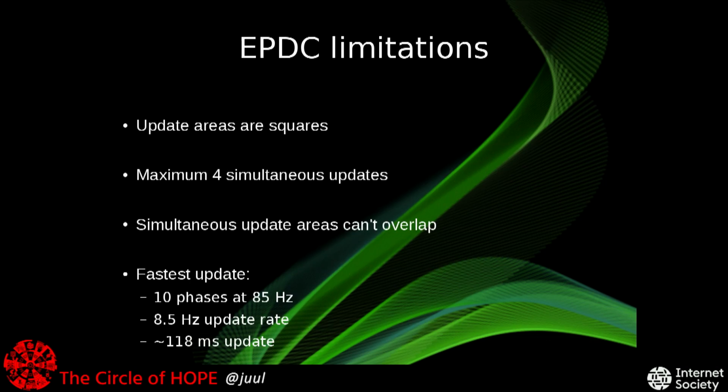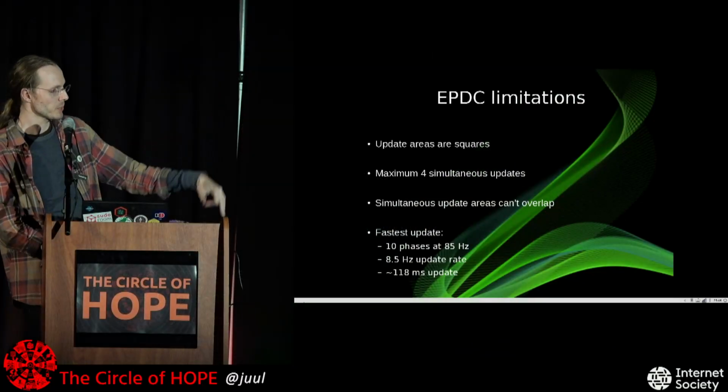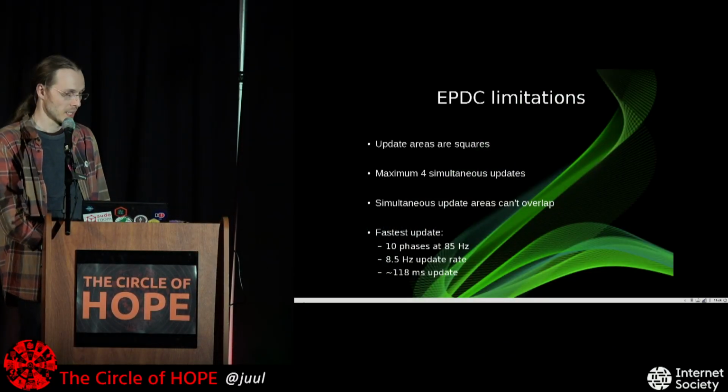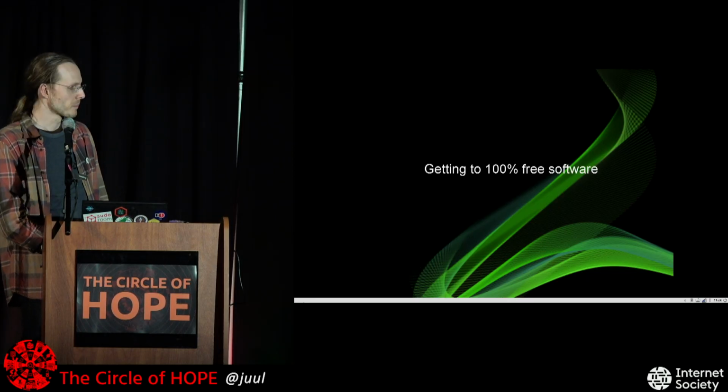So the EPDC unfortunately has some limitations. It has a cool feature where you can actually do 4 simultaneous updates as long as they're not overlapping. So you can get a little bit more speed if you design your app around that. So this animation update mode, if we can get it working, the fastest possible rate is 8.5 hertz. It's not very fast, but it's something.